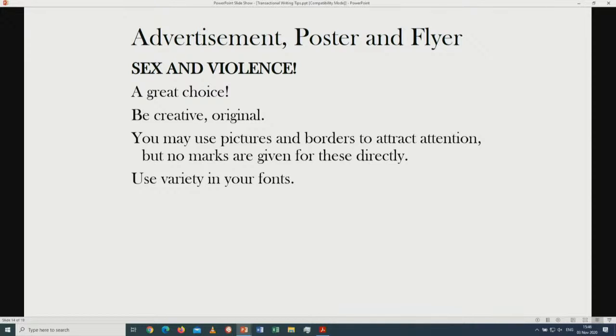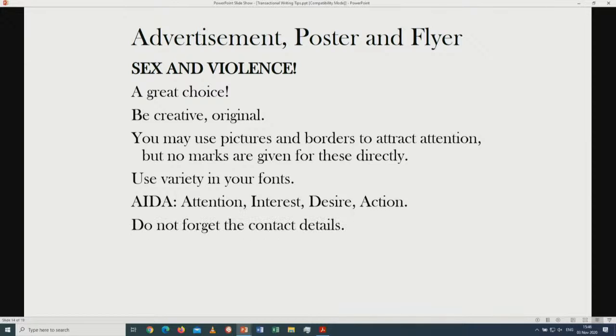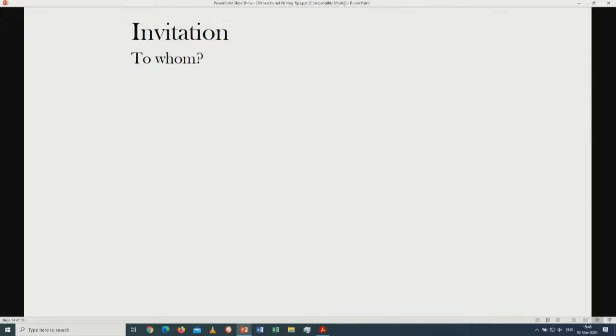Okay? And use variety in your fonts. Don't forget to use your AIDA principle. You have to attract attention, you have to sustain interest, you have to cause desire, and you have to make some way for the reader to take action. Okay, don't forget contact details. That's an important part of the final section, the action section.